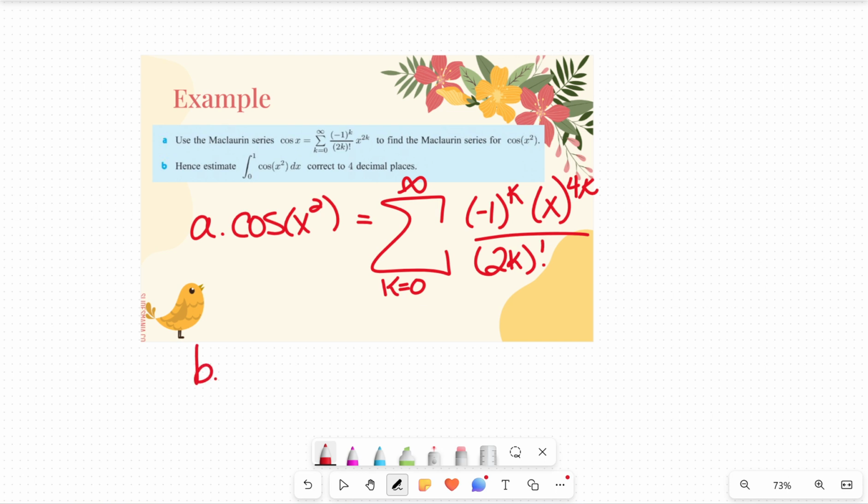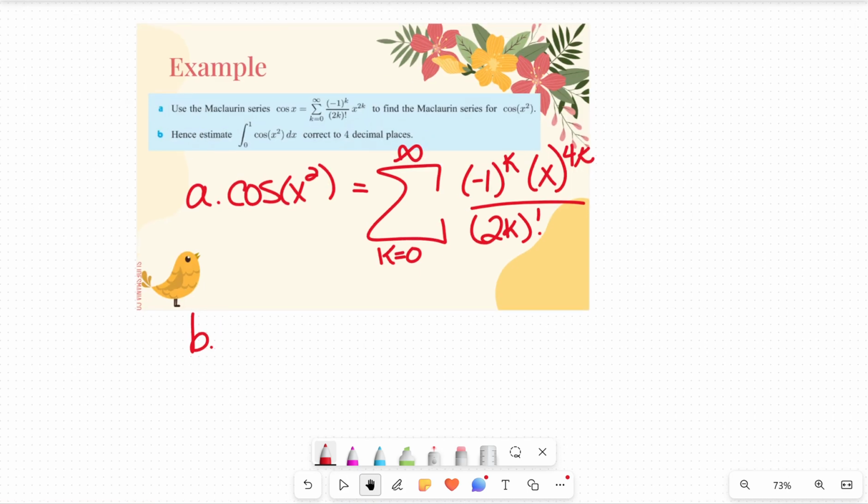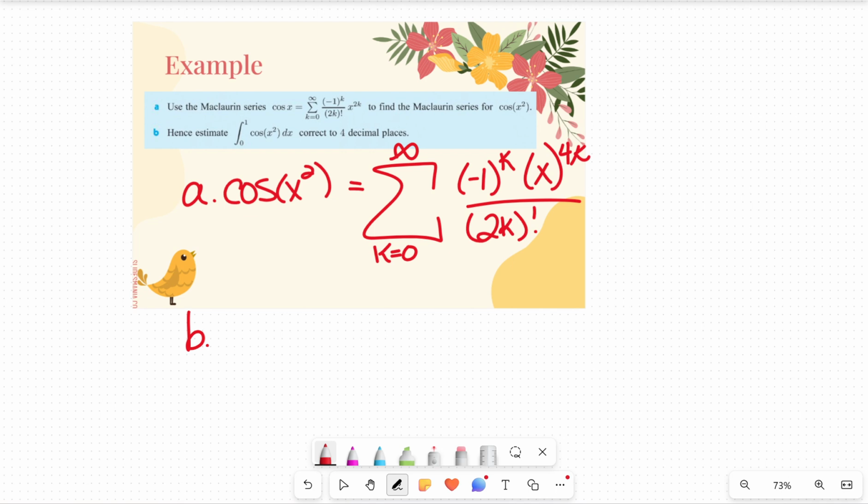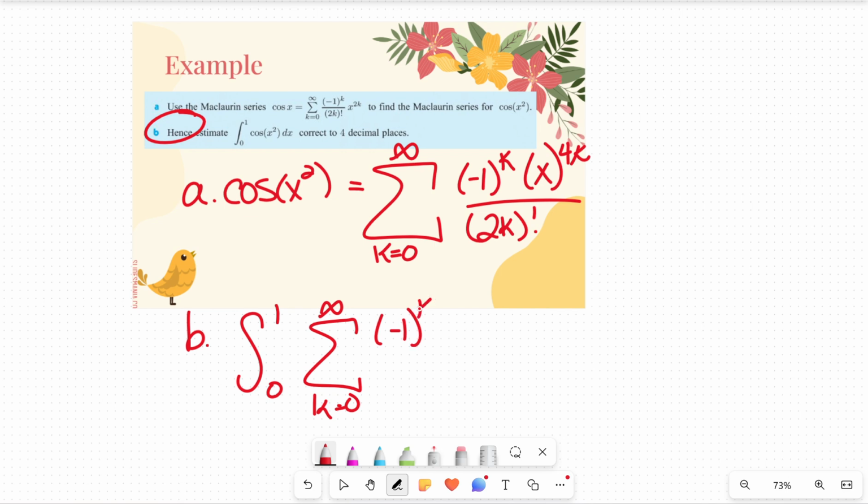All right, so this is my full and complete answer for part A, so I'm ready to move on to part B. So remember, I have to use a definite integral when I'm working with a Maclaurin series expansion. So I'm going to estimate the area under the curve of cosine x squared from 0 to 1. So I'm going to set up my integral from 0 to 1. I'm going to use my Maclaurin series expansion for this. I'm using my answer from part A. Remember, whenever you see that word hence, you're using your answer from the previous problem to help you out. So negative 1 to the k power, x to the 4k power, over 2k factorial, and then I'm throwing my dx on there.